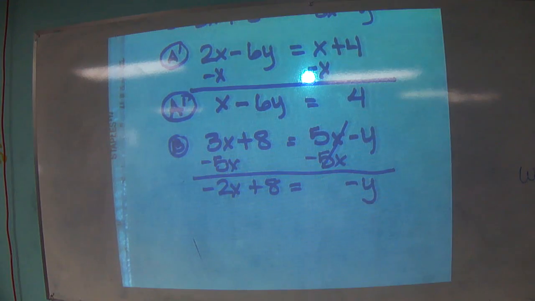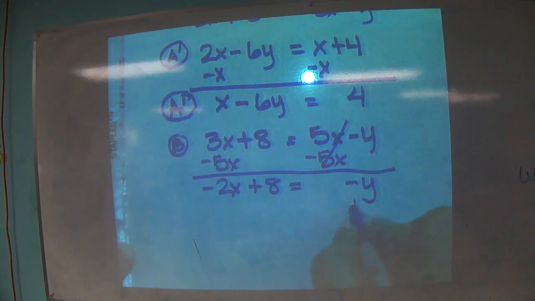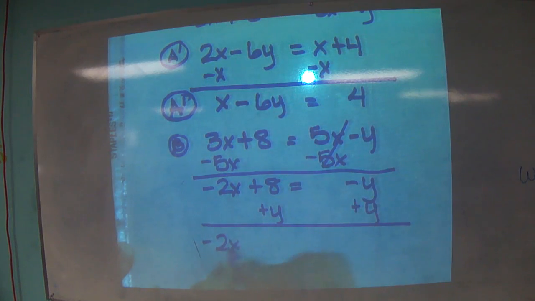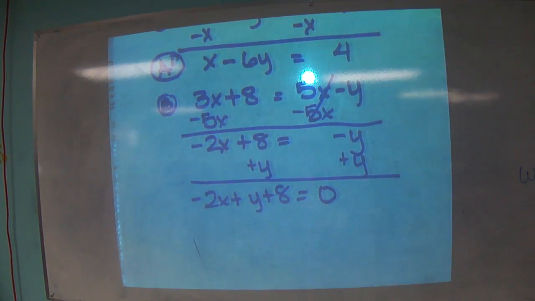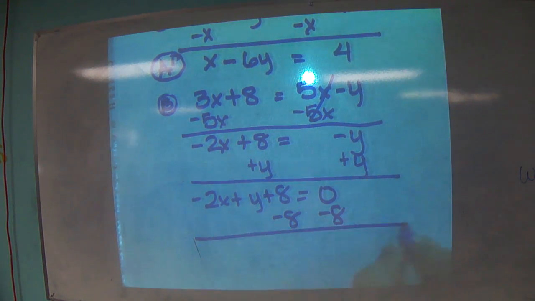Now who gets to move out? Y. Y by doing what? Add y to both sides. Negative 2x plus y plus 8. What does it equal? Nothing. What's the number for nothing? 0. Thank you. Now who gets to move? The 8. And what are we adding? Negative 8 to both sides. Good job. My equal sign moved around a little bit. And that's B prime.